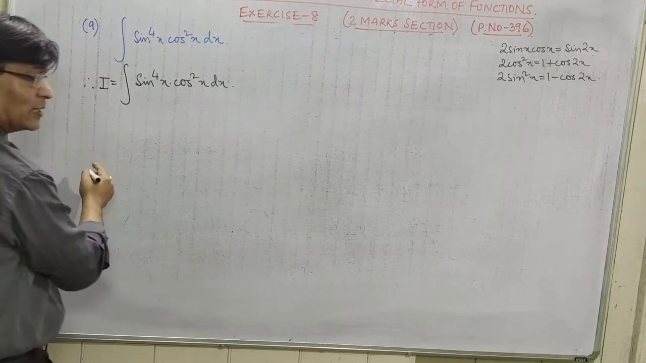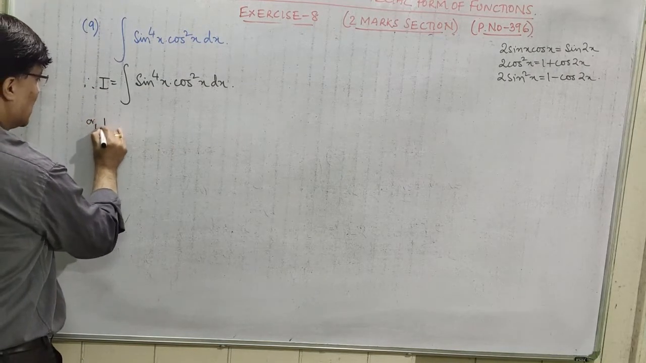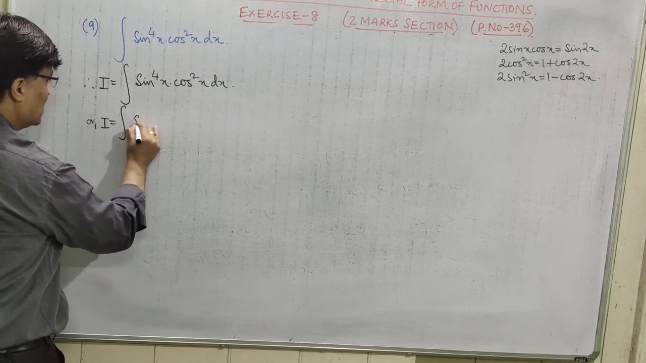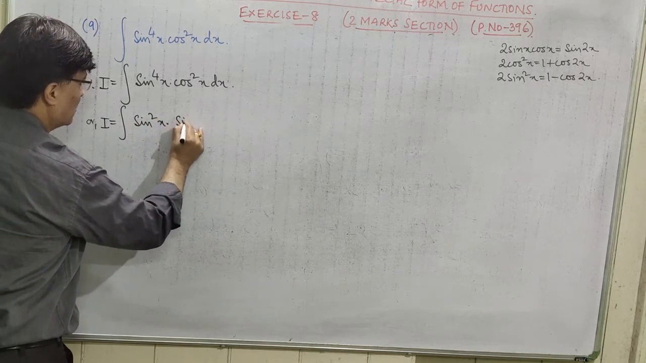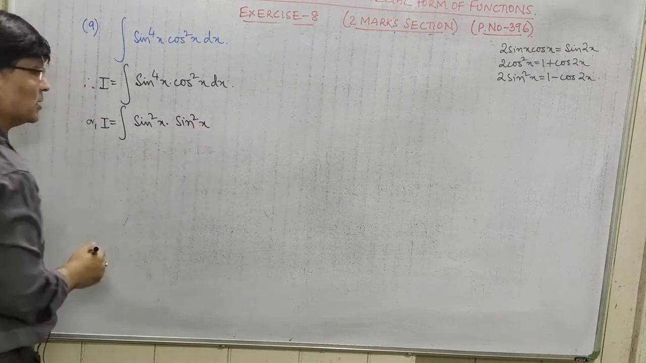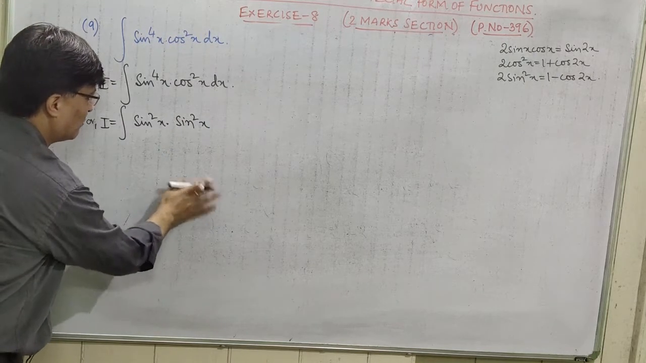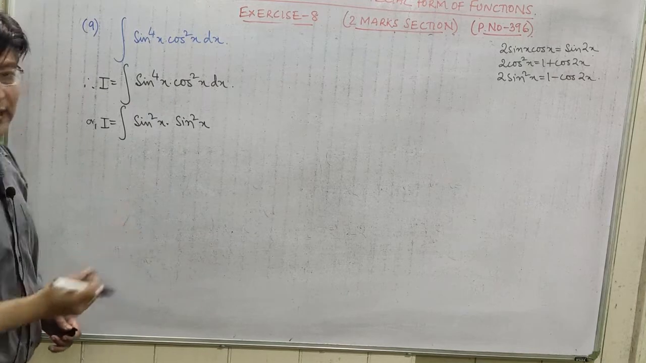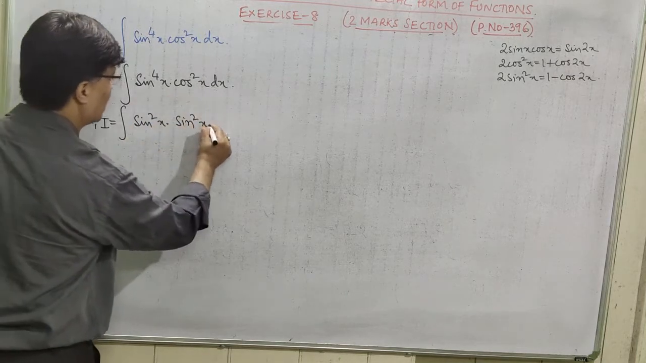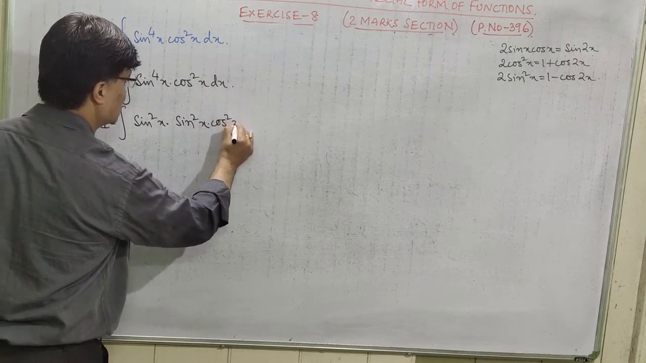So let us break this sin to the power 4x as I is equal to integration of sin square x into sin square x, isn't it? Sin to the power 4x can be separated as sin square x into sin square x. Then we have here cos square x dx.